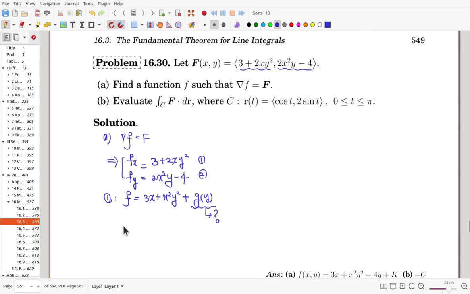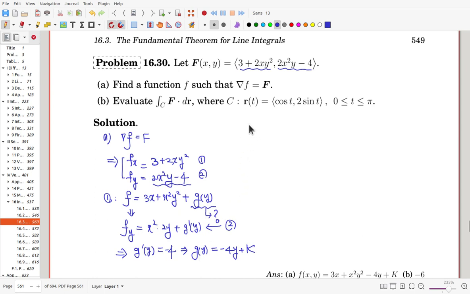Now what we have to do is to decide this term g. In order to do that, from here we differentiate with respect to y. Then this will disappear, and that will be x squared times 2y plus g prime of y. This must be the same as the right side of equation 2. By matching the right side and that one, we get g prime of y equals -4, which means that g of y as a function of y must be -4y, and we have to put again a constant that must be a real constant k. So we found g of y.